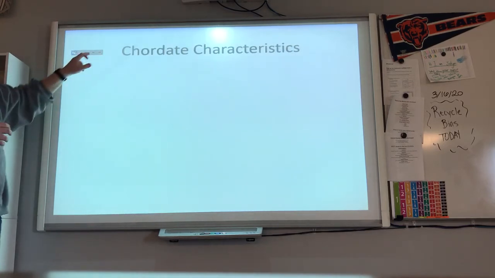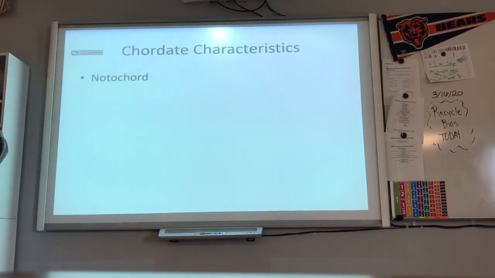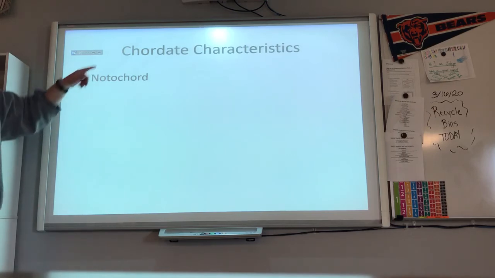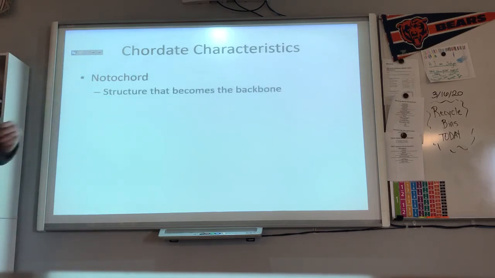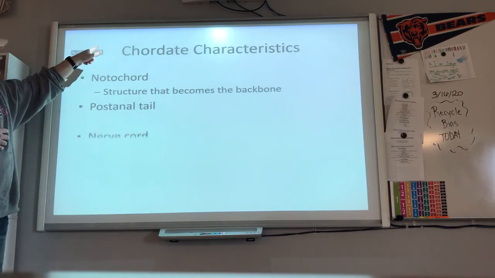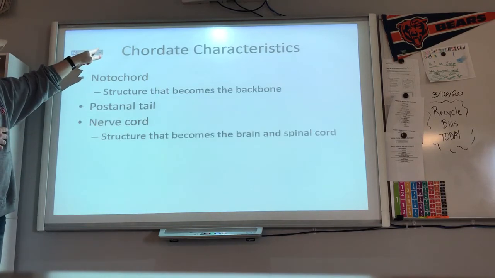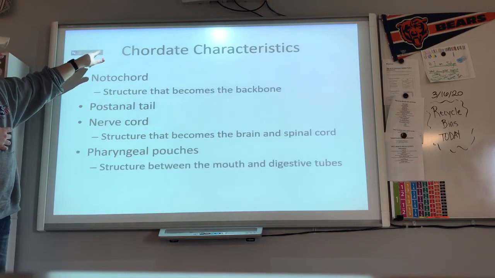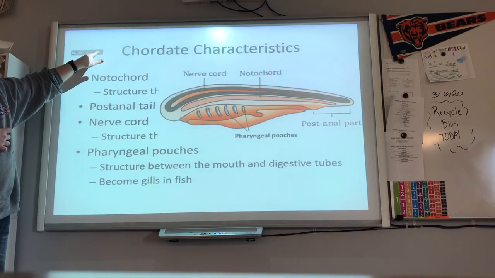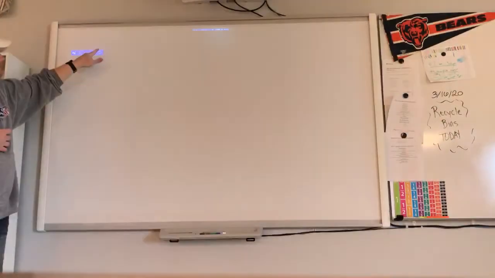Chordate characteristics. Notochord. This slide looks familiar. Structure that becomes the backbone. Post-anal tail. Nerve cord. Structure that becomes the spine and brain, or the spinal cord and brain. Pharyngeal pouches. And we have the three uses for them, or the three things they become.